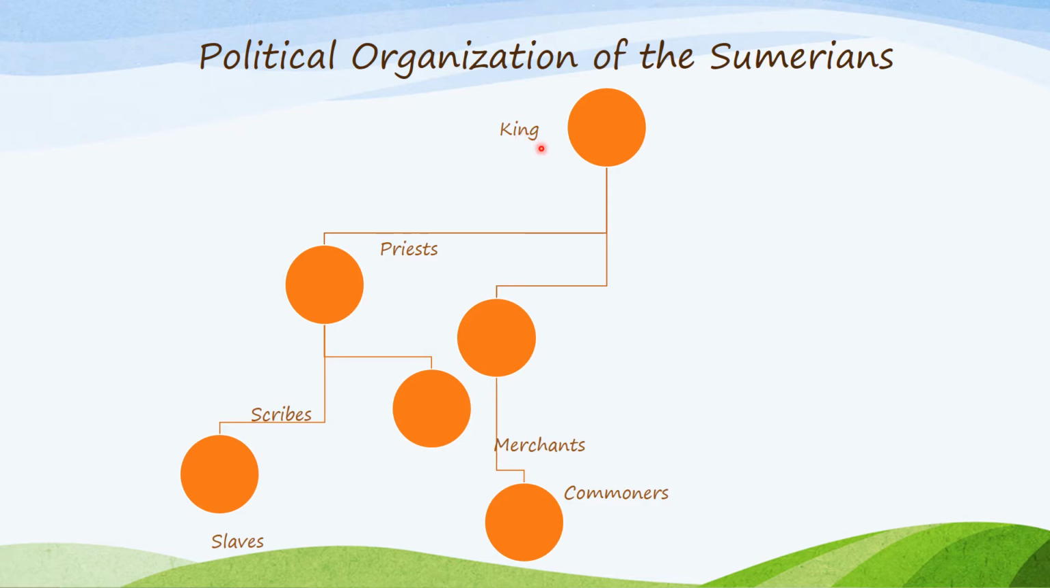At the top of the social hierarchy is the king. He made laws, he headed the army, and he had lots of privileges. The priest belonged to the upper class, and he was considered very important as he was thought to communicate with the gods. The scribes, they were writers. They recorded information. They were very important.